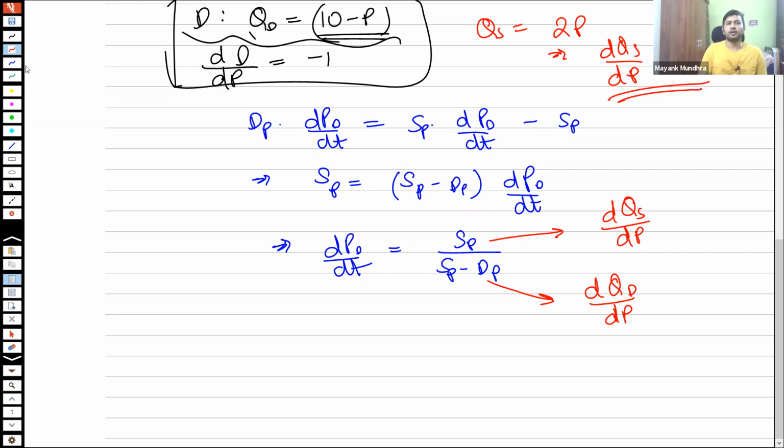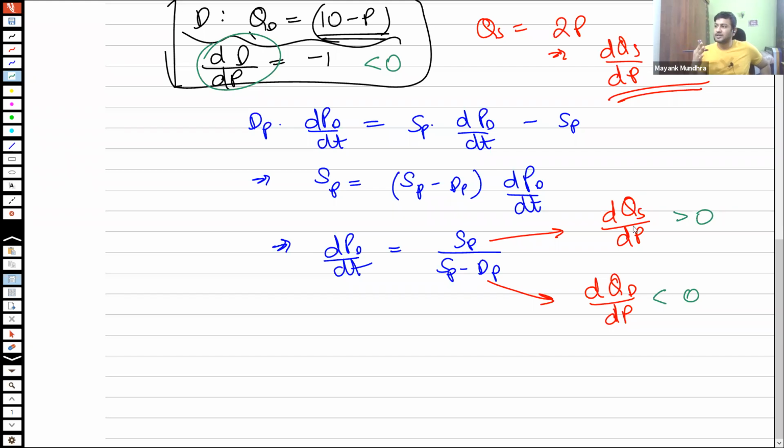The important thing for you to understand is that for all normal goods, this value is going to be negative and this value is going to be positive. So dQd by dP is going to be negative, because as price increases, quantity demanded is going to reduce. Whereas this thing is positive, because as price increases, quantity supplied is going to increase.